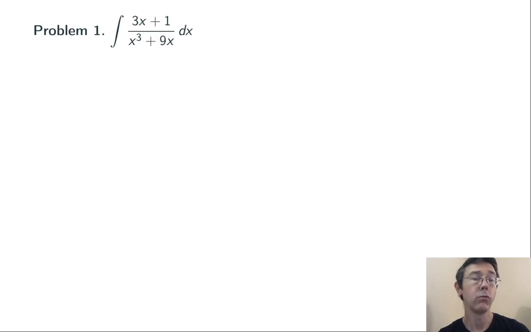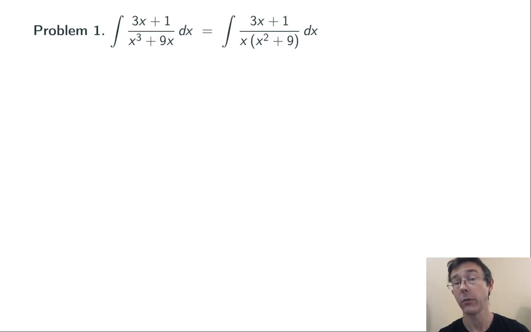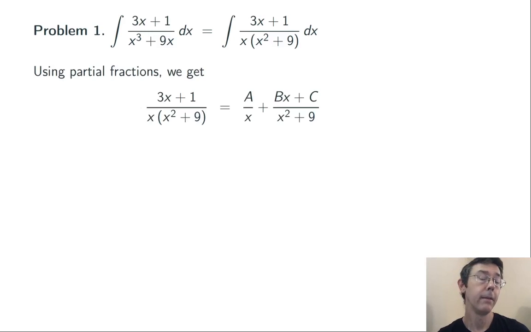Whenever we see a rational expression, one polynomial divided by another, that can't be done with a simple u substitution or integration formula, we want to think in terms of partial fractions. We factor the denominator all the way. Here, it's just x times x squared plus 9. Notice, by the way, that the x squared plus 9 cannot be factored any further. It's irreducible.